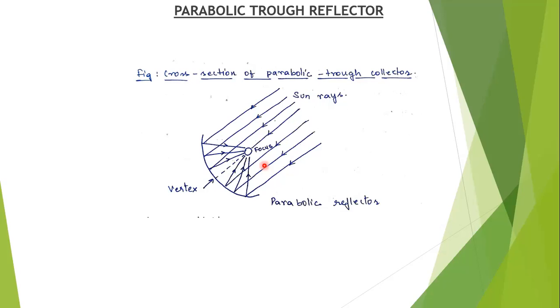So all the parabolic reflectors are connected in a row, and there are several rows. We can take 10 or more, 20, 30, 40 like that, and these are collected in rows. There will be many rows, and these rows are connected in parallel. All the parabolic reflectors are connected end to end in a row and all the rows are connected in parallel.